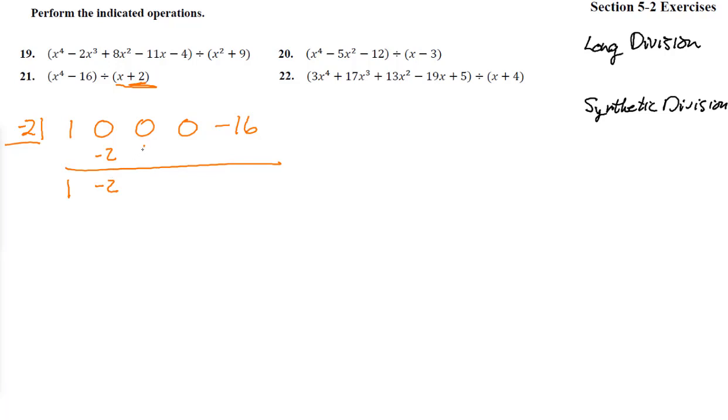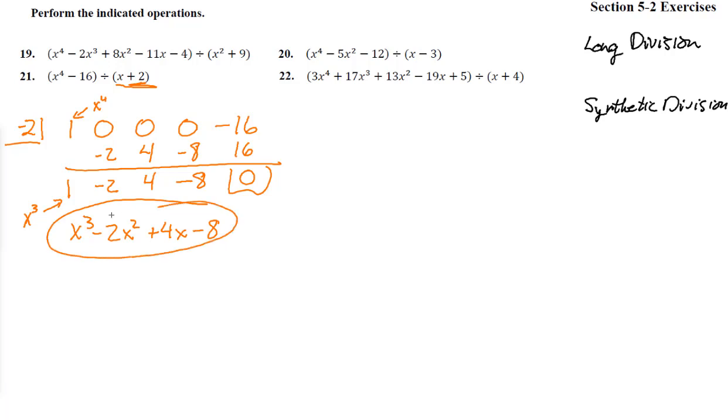Negative 2 times negative 2 is a positive 4. 0 plus 4 is 4. Negative 2 times 4 is a negative 8. 0 and a negative 8 is negative 8. And negative 2 times negative 8 is a positive 16. Oh, isn't that a joy? The remainder is 0. This used to be an x to the fourth. So now this guy is an x to the third power. So we get x cubed minus 2x squared plus 4x minus 8. And that is our answer.